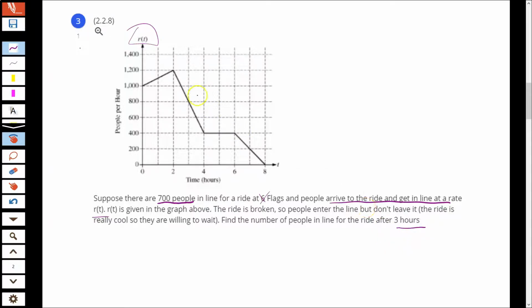Okay. So, a couple of keywords here. This word rate, that means r of t is a derivative, right? So you can think of it that way. R of t is the derivative of the number of people in line, right? It's the rate at which the number of people in line is changing. Okay? So after 3 hours, what we want is the total number of people that get in line from 0 to 3, which would be this integral of r of t.